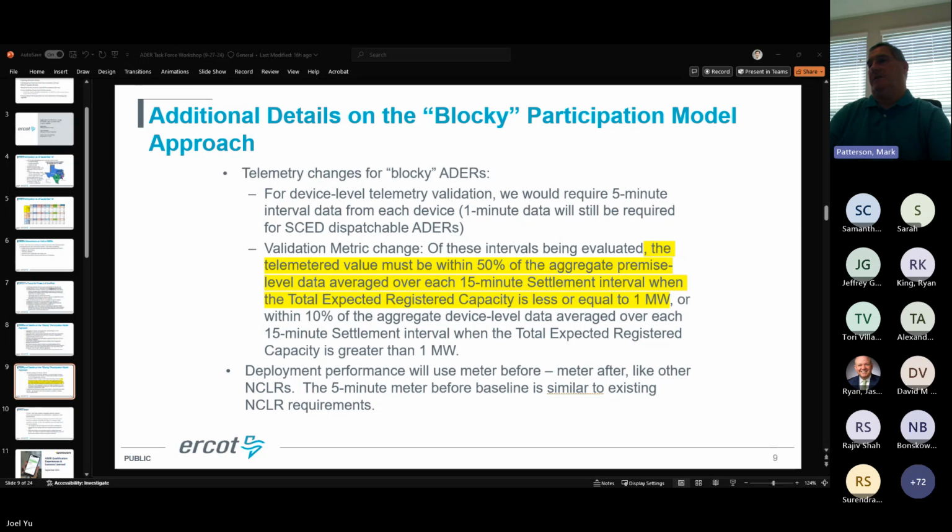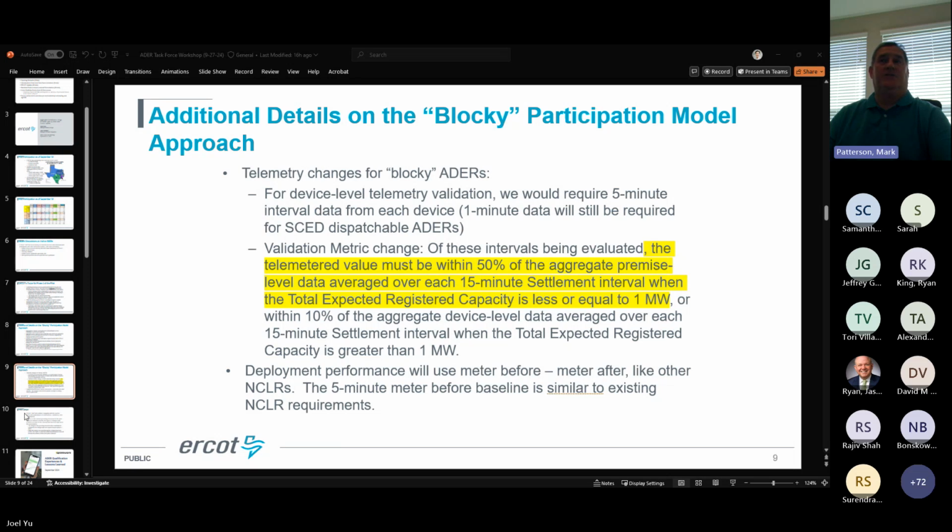And then the other thing is for performance validation. We will use the same validation that we use for any non-controllable load resource today providing ancillary services, and that's using the meter before, meter after concept, which is an average of the telemetry values 5 minutes before the instruction to measure that at the end of the ramp. What the resource is actually showing, and the delta, will determine if they met their obligation or not.